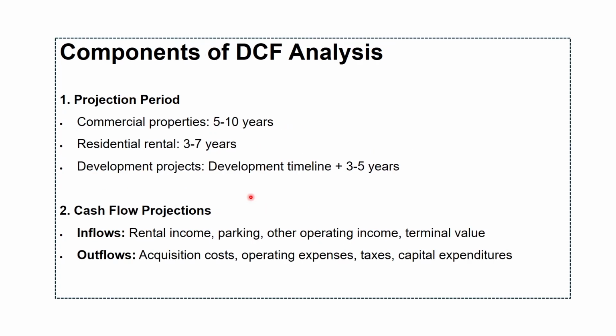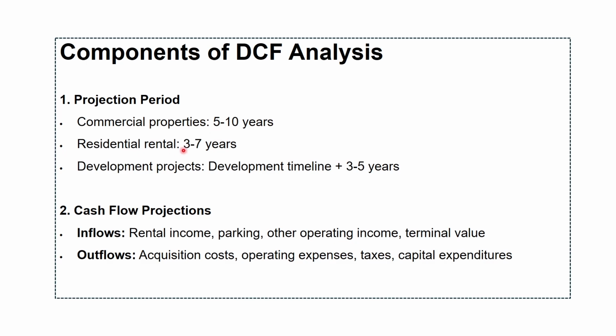Then coming to the components of DCF analysis. So, what are the components? A comprehensive DCF analysis for real estate investment typically includes several key components. First is the projection period, which defines the time frame over which cash flow will be explicitly forecasted. So, in Indian real estate practice, projection period typically ranges from 5 to 10 years for commercial property, as the leases also are around that range. So, we take it around 5 to 10 years.